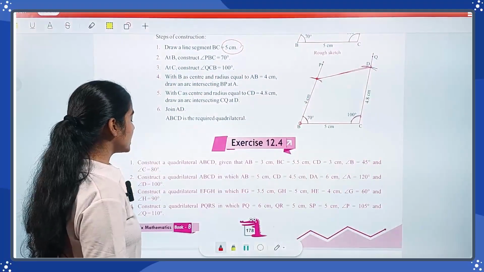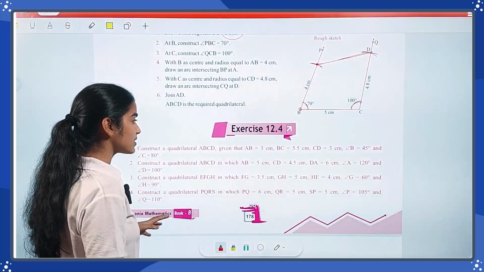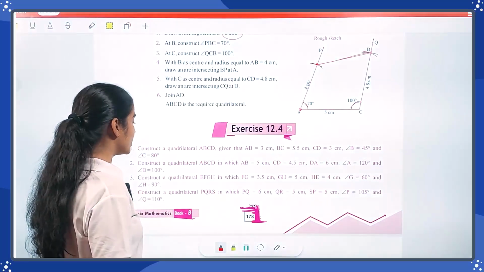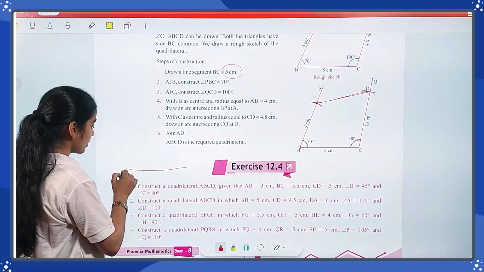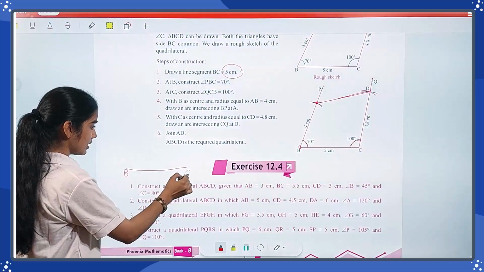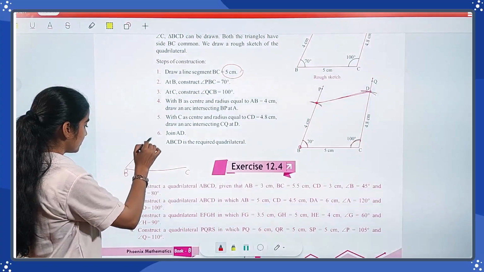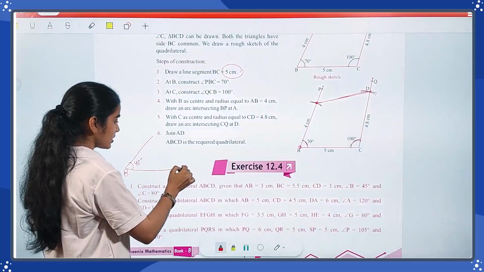Construct a quadrilateral ABCD given that AB is equal to 3 centimeter, BC is equal to 5.5 centimeter, CD is equal to 3 centimeter, and angle B is equal to 45 degree and angle C is equal to 80 degree, which means B and C.